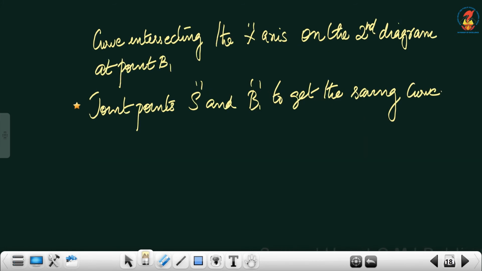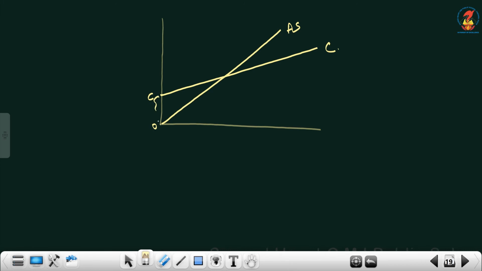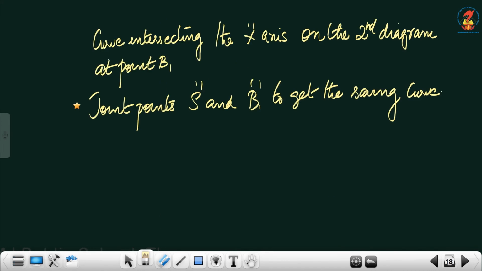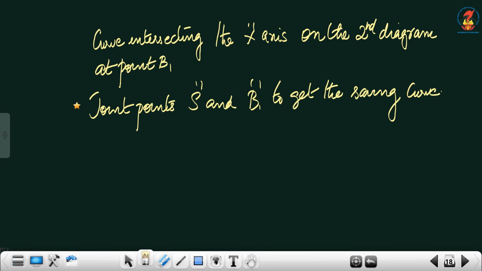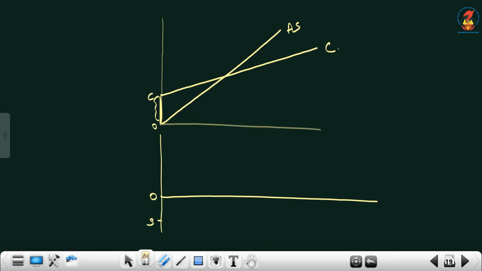Okay, you know this is OC. With the same measurement we have to take it for OS. The same measurement has to be taken for OS. So, this is how we draw OS. So, I have taken OS here. Now, draw a perpendicular from point B on the consumption curve. This is point B on the consumption curve intersecting point B1.